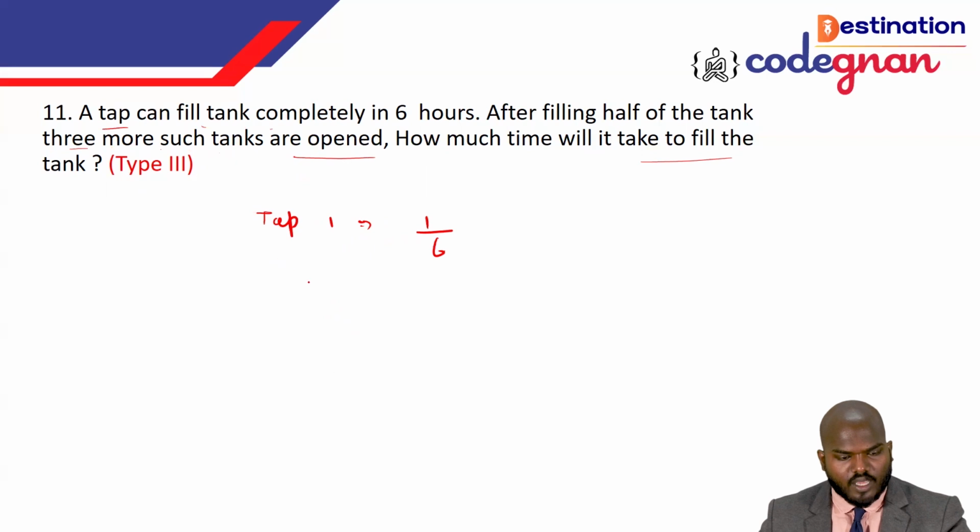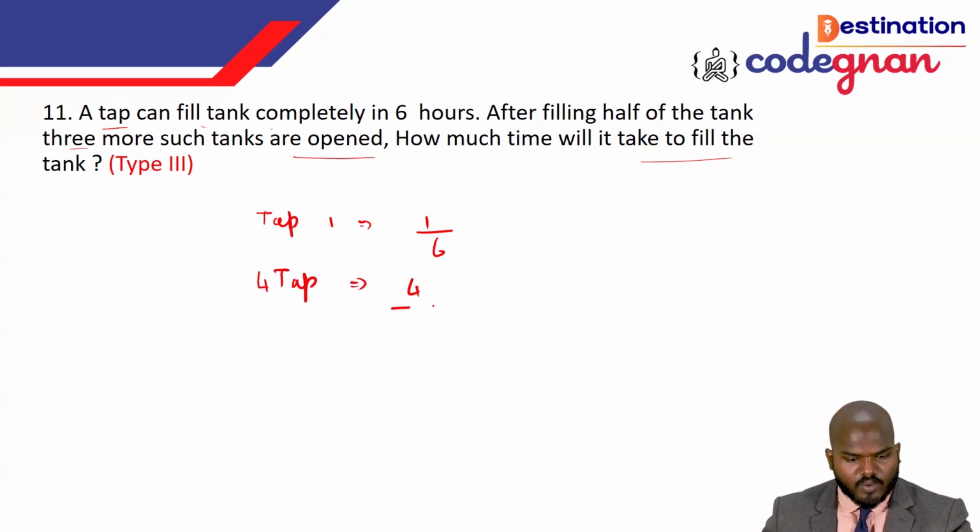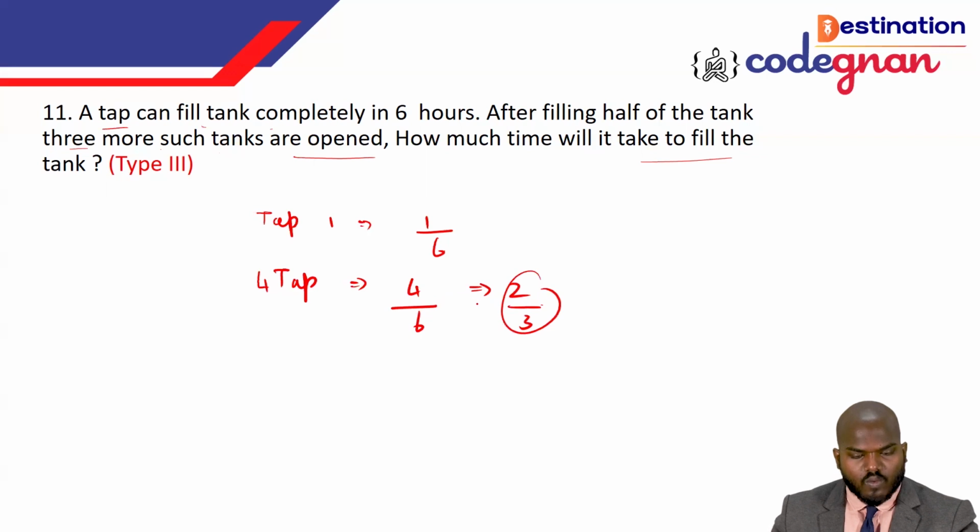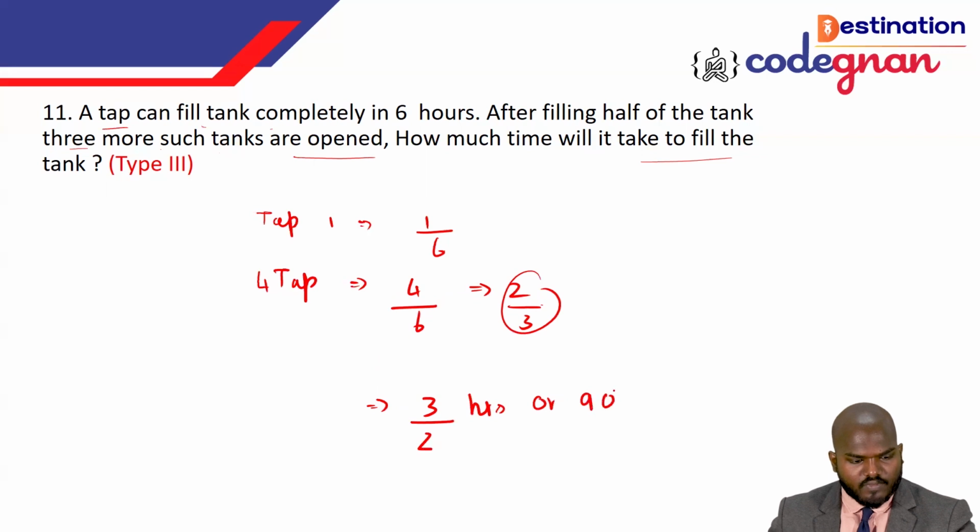Now if 4 taps are made, the work also becomes 4 by 6. If you take this one, it will become 2 by 3, cancelling the one. So this is the 1 hour work, we can say that is 2 by 3 part. Then you can say that the 4 taps can fill the tank in 3 by 2 hours. So 3 by 2 hours or 90 minutes we can take out.